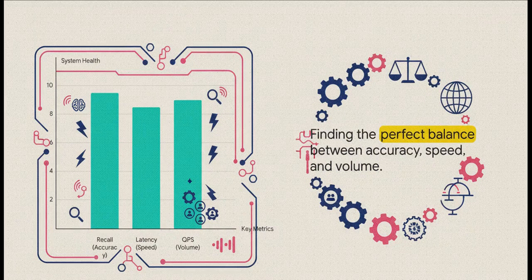So when you're load testing, you're always managing this critical trade-off. It's a balancing act. On one hand, you've got recall, that's your accuracy. Then there's latency, that's the speed of each query. And finally, you've got QPS, or queries per second, the total number of requests you can handle. And these things are often in tension with each other. Sometimes, to get more speed or handle more users, you might have to sacrifice a tiny bit of accuracy. The whole goal is to find that perfect balance for your specific application.